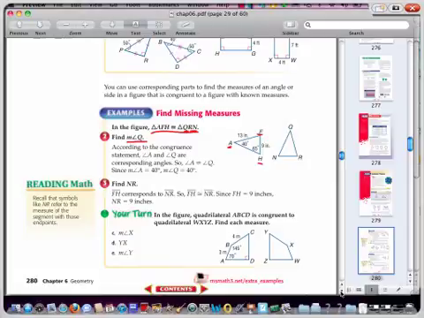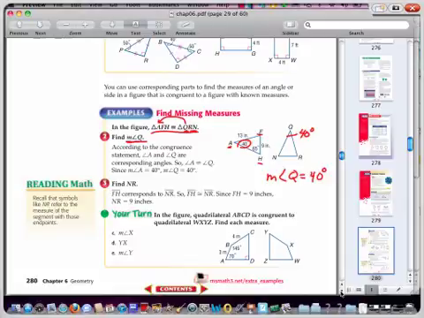Now remember, when they write that little M in front, we're talking about the measure. We want a number when we do that. So we're looking for the measure of angle Q. Well, we know that Q matches up with A. So we look for A. Well, there's A. Angle A is 40 degrees. So we know that this angle here has to be 40 degrees also. So the measure of angle Q is going to equal 40 degrees. Pretty simple, pretty straightforward when we look at it like that.